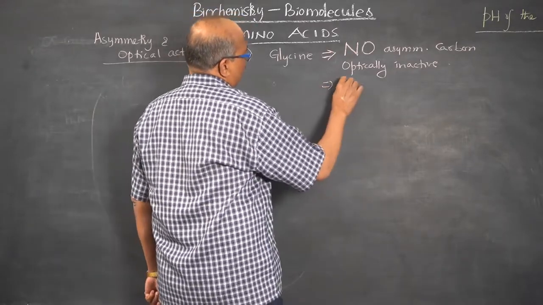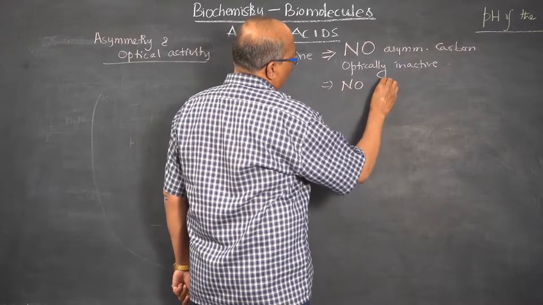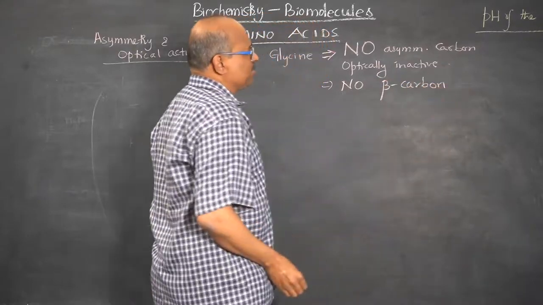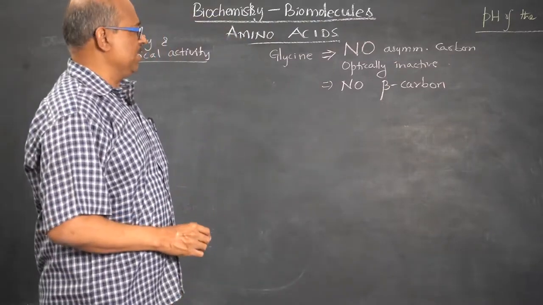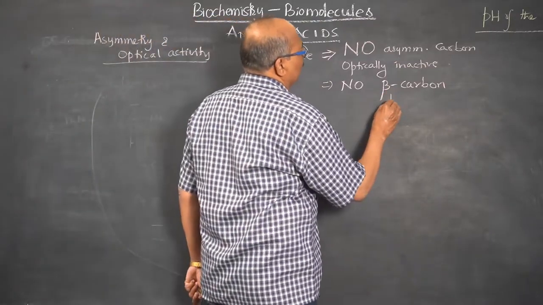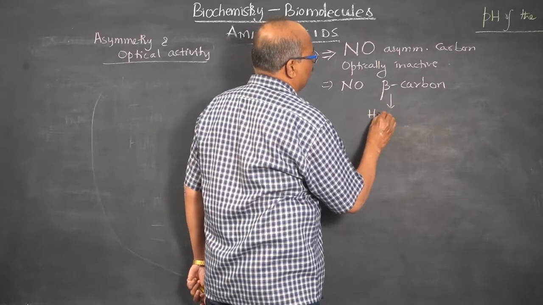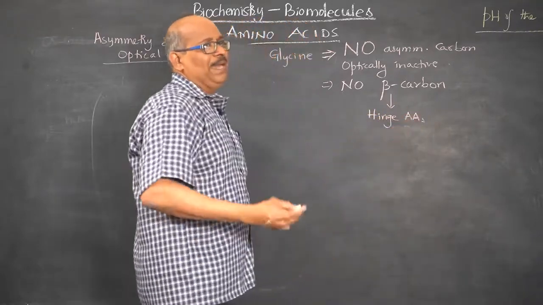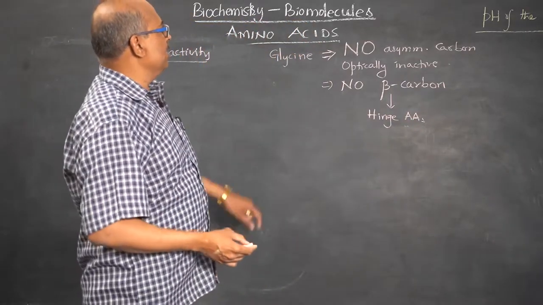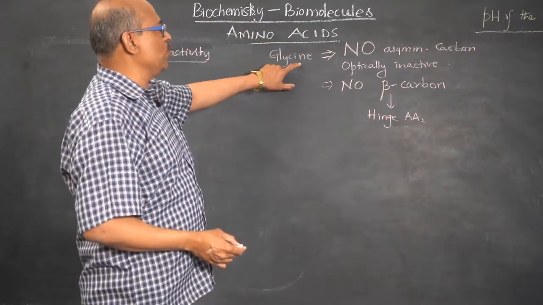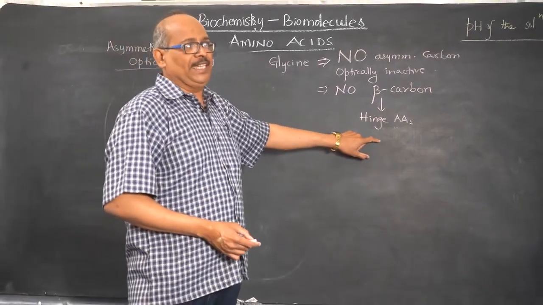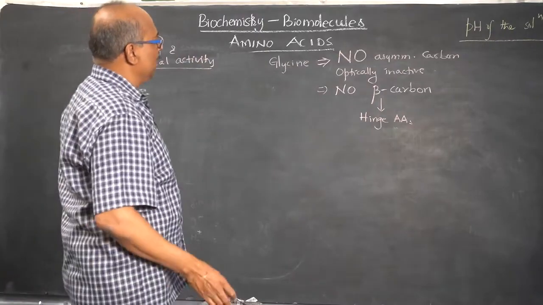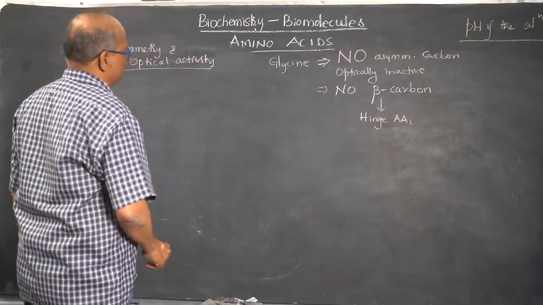Glycine also has no beta carbon. That's another feature which is important for glycine. That's why it often acts as a hinge amino acid. Wherever protein has to undergo bending, the side chain of glycine, which is a hydrogen atom, will allow that bending. The rest of the amino acids contain an asymmetric center.